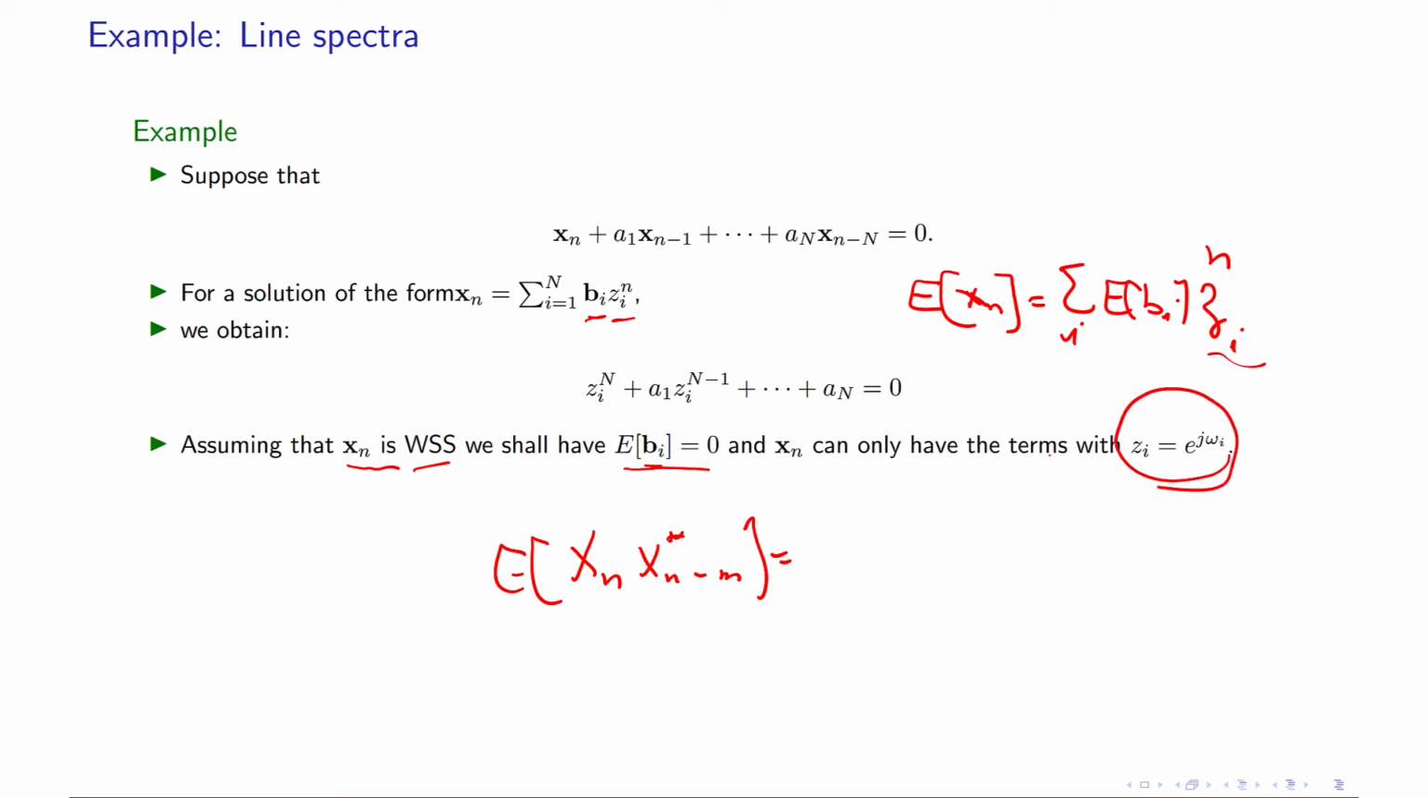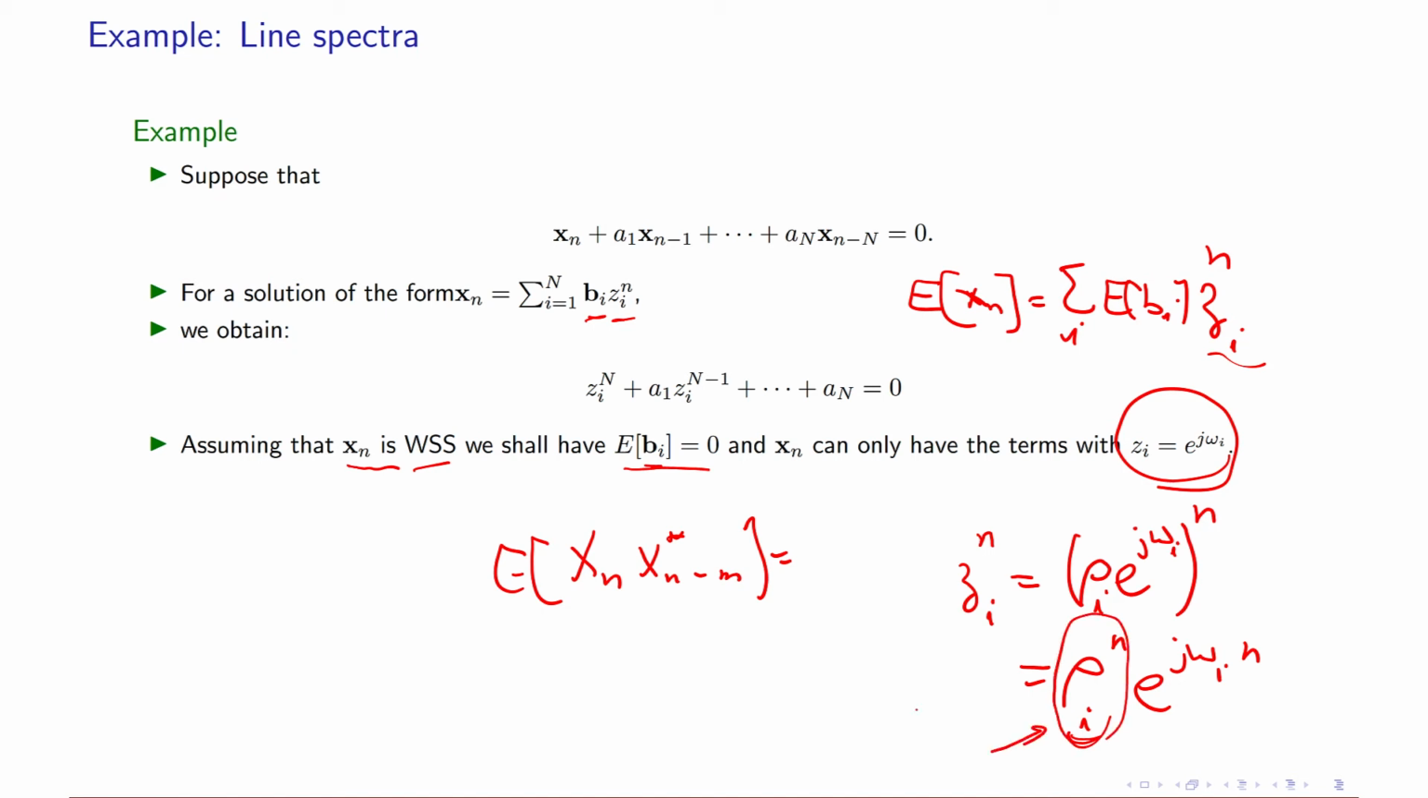In other words, if z_i is not on the unit circle, z_i has two components, rho_i e to the power of j omega_i, and when you put it to the power of n, it becomes rho_i to the power of n times e to the power of j omega_i n. Now, as n increases, if the magnitude of rho_i is bigger than 1, this becomes infinity as time goes by, or if the magnitude of rho is smaller than 1, when n goes to minus infinity, this becomes infinity.